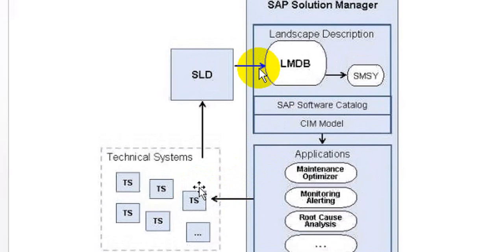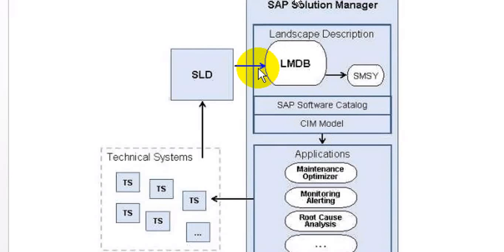For example, if we make any change or do any upgrade or patch level change in the technical system, the SLD data supplier, the System Landscape Directory, will maintain the information, and SLD will send this information to the LMDB, the landscape description. It is like SMSV in the previous version, and it is going to upload to the application level.